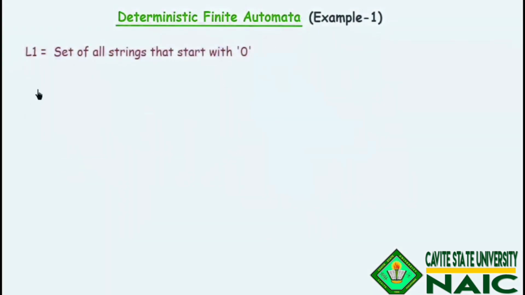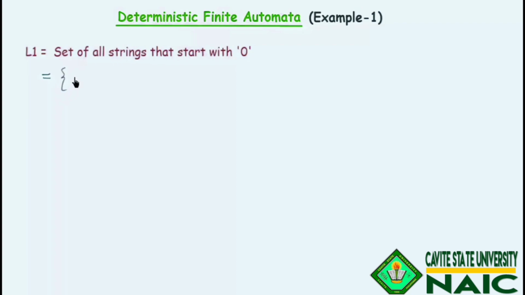Okay, so we have an example here in which the language L1 is the set of all strings that start with 0, and we need to design a deterministic finite automata or DFA for this language L1. But before starting that, let's see what will be the elements in this set. This is a set of all strings that start with 0.